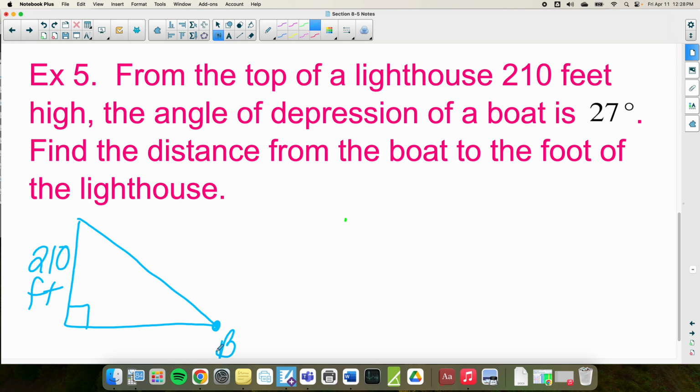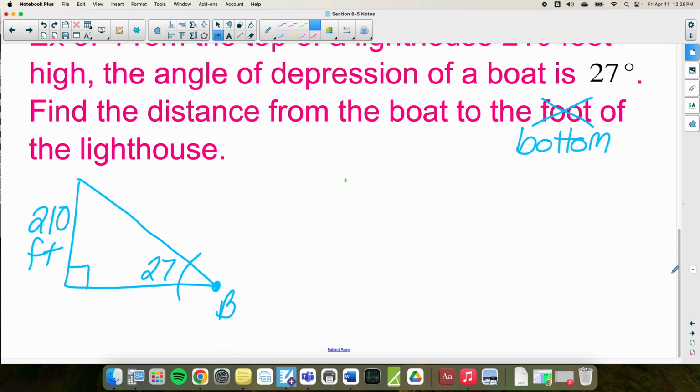No matter what, whether it's elevation or depression, that's where I put my angle of elevation or depression. Find the distance from the boat to the bottom of the lighthouse. So that would be this distance, which is x. What trig function is that? Tangent. So I can go tangent of 27 equals 210 over x.